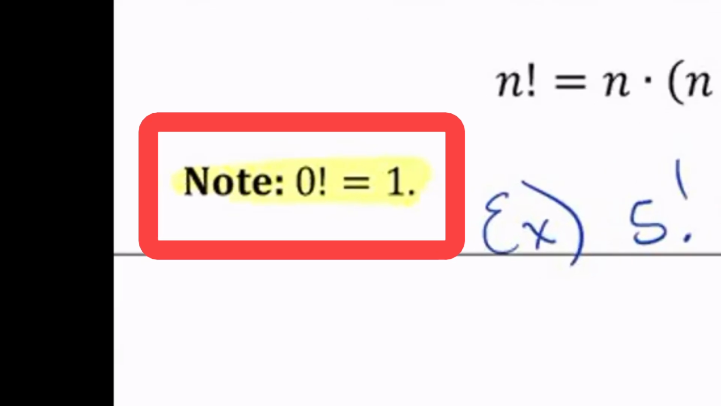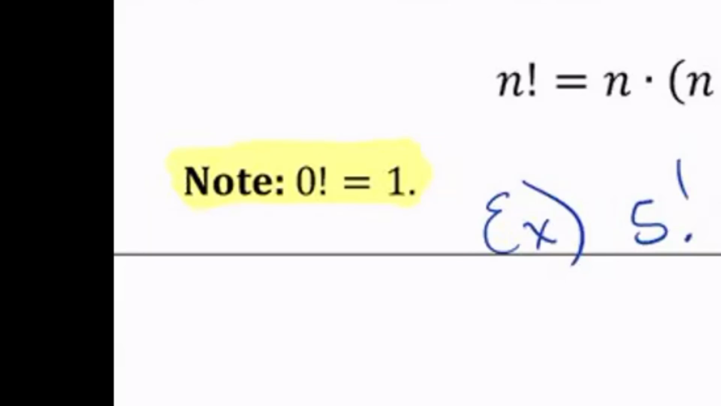Something that is important to note is 0 factorial has been defined as 1. It's used a lot actually in statistics and probability, which is why they've had to define 0 factorial as being 1, based on some of our formulas.